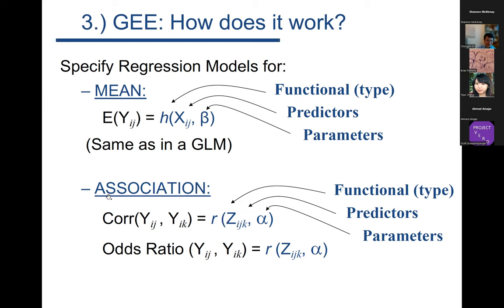And then for longitudinal models, it's also important to model the association. In the first half, we talked mostly about correlation, but it doesn't have to be correlation. If you have binary data, for example, for visit one, visit two, and visit three, when you evaluate how data from different time points are associated, sometimes correlation might not be the best measure. Sometimes odds ratio might be a better measure, right? You can also specify a model for odds ratios. In the association part, you typically involve some parameter alpha, which may be some sort of correlation or odds ratio.